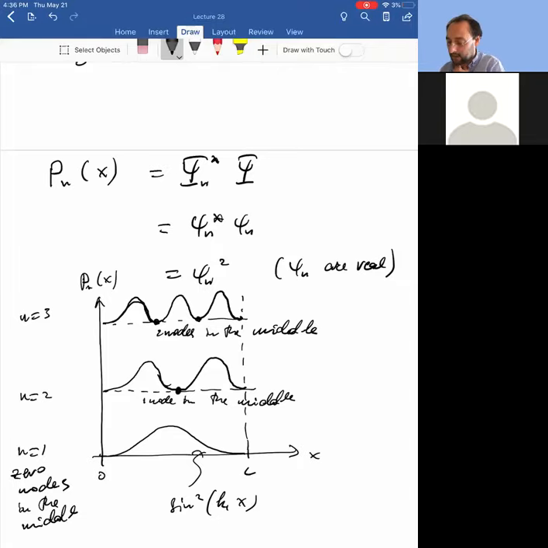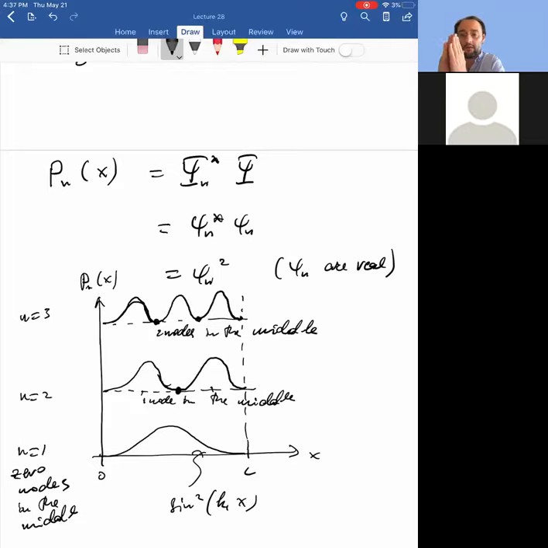This is interesting. Let's step back. What does it say? It says that the particle will never be found at those positions, right? When it's in the first mode, it's most likely to be found in the center. When it's in the second mode, it's most likely to be at L over 4 or 3L over 4. But it will never be at this point. The probability density goes to 0 there, right?